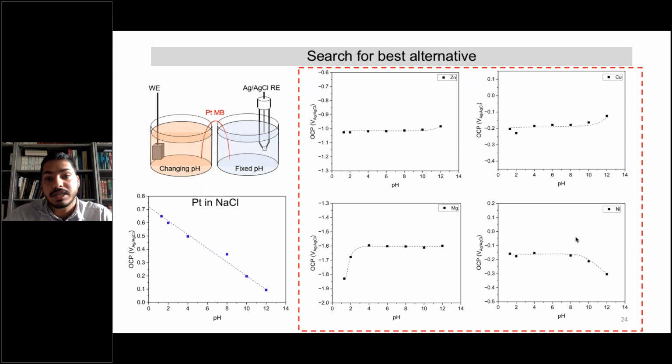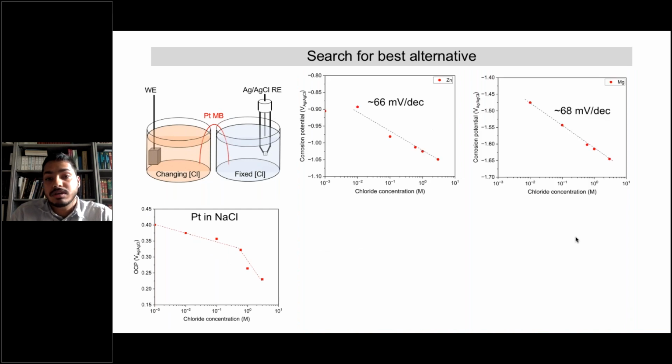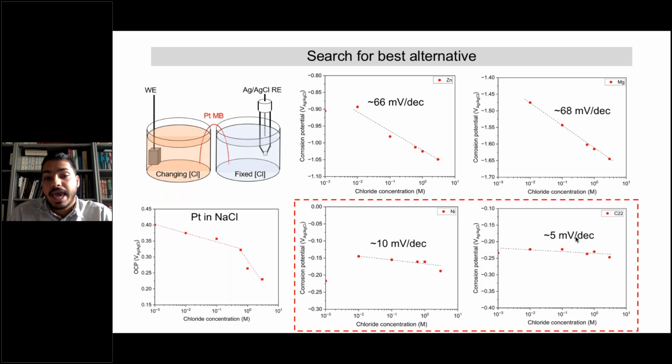alternatives for the platinum bridge. So the graph shows you can use zinc, magnesium. In fact, you can use copper and nickel as well for a huge pH range. And in cases, for example, if you are interested in studying a pit, there you will be having a change in chloride concentration, and it turns out in those cases zinc and magnesium cannot help you. And if you're using something like nickel or nickel alloys, they are relatively better.